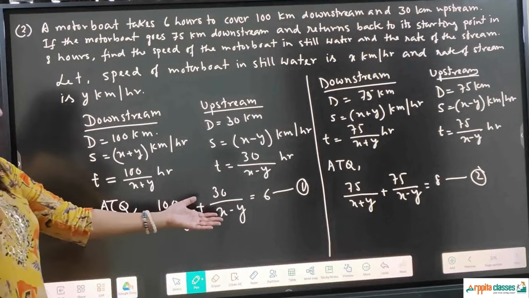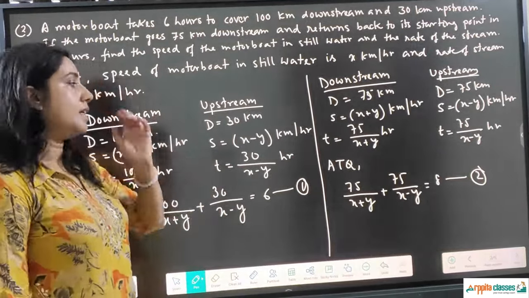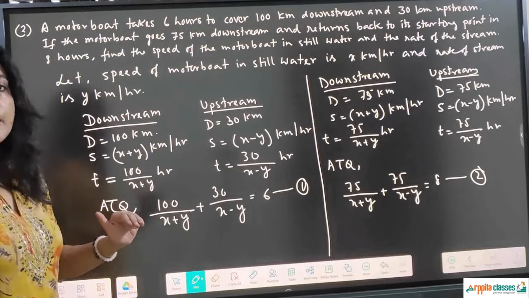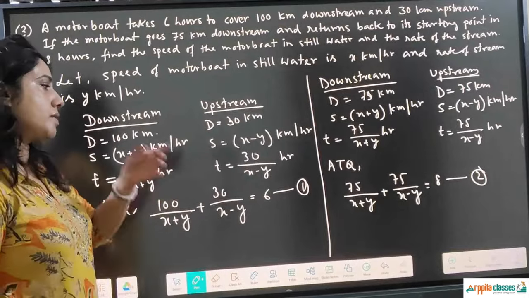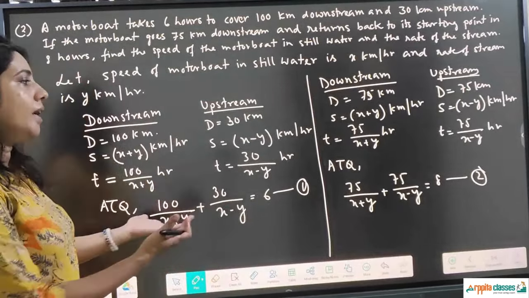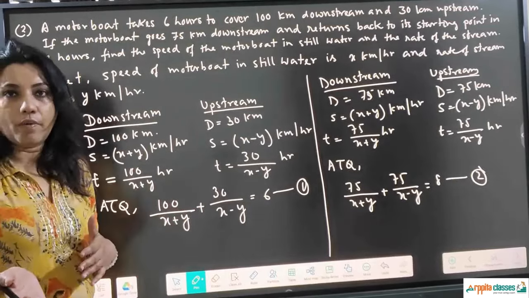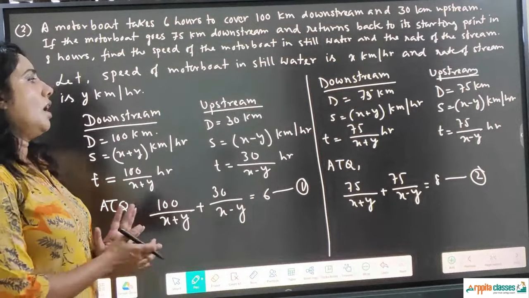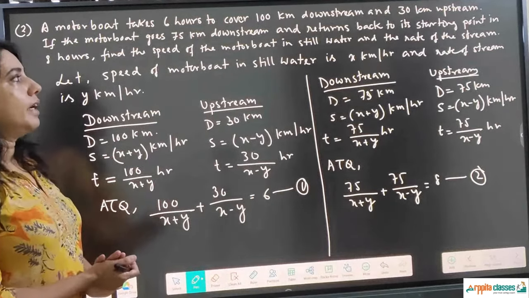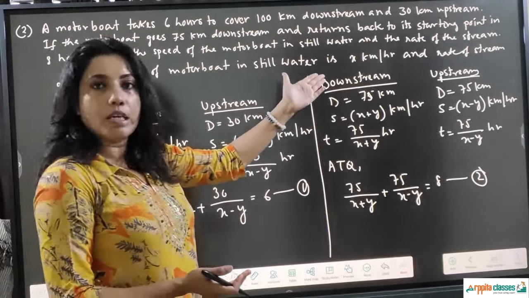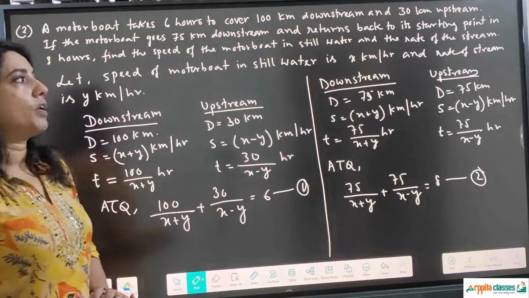So when you solve the first equation and second equation, you get the answer. I already taught you how to solve it. We have to consider 1 upon x plus y is equal to some other alphabet, and 1 upon x minus y is equal to some other alphabet. Then we will solve it, and then again we'll substitute the values. Okay, I hope you remember it. Please try it out on your own. Yeah, so you will get x and y. x is the speed of the motorboat in still water, and y will be the speed of the stream.